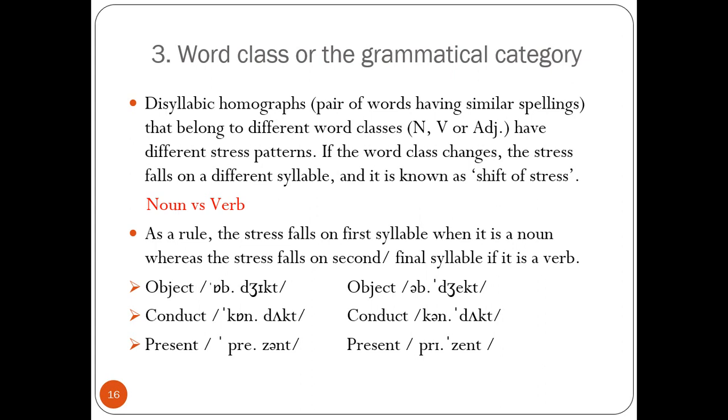So look at all those words: object, conduct, and present. They are all nouns, and that's why the first syllable is stressed. And look at the counter example here: object and conduct and present. All of them are verbs, and that's why the second syllable is stressed.